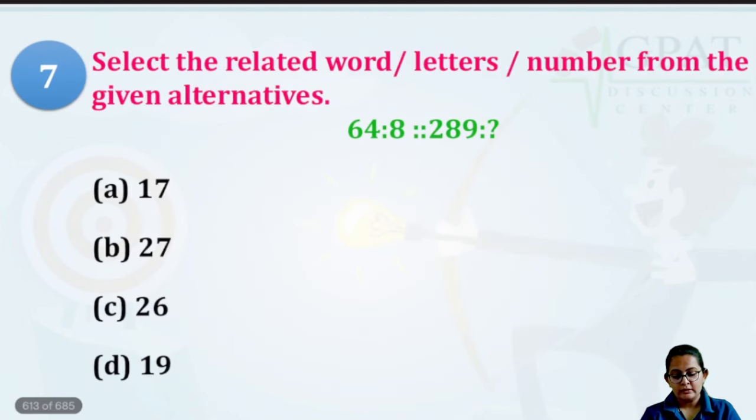Then there is question number 7. What it is telling: select the related word, letter, numbers from the given alternatives. You have to find the series, how it is related.